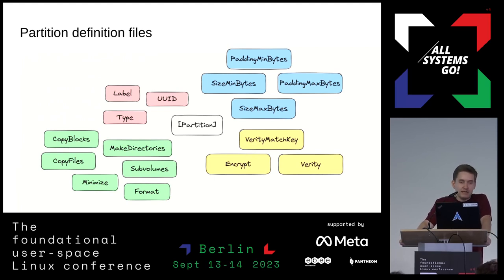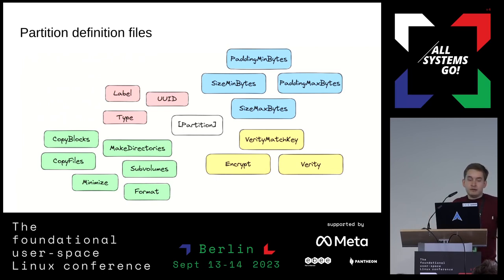Then there is the minimize option. So this is where we start figuring out the minimal partition size ourselves. So the way we do it is we populate the file system once. We check how big it is, and then we use that as a guess for the actual partition size. Unless it's a read-only file system, then it's a bit easier in that case.